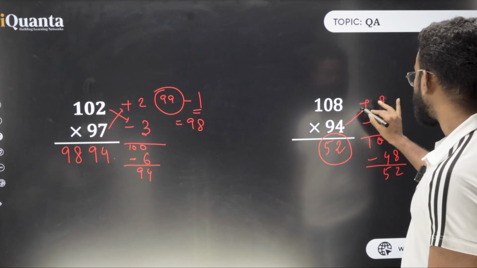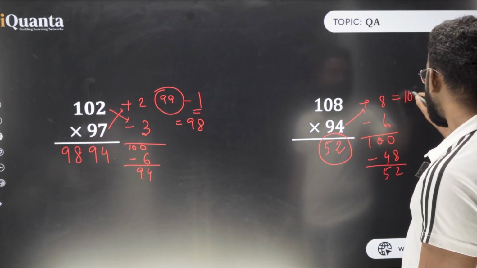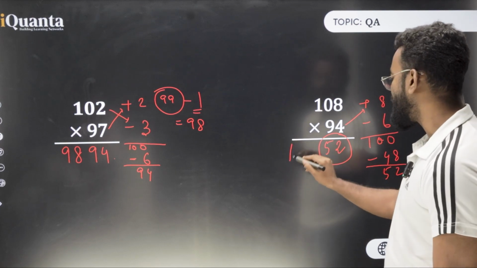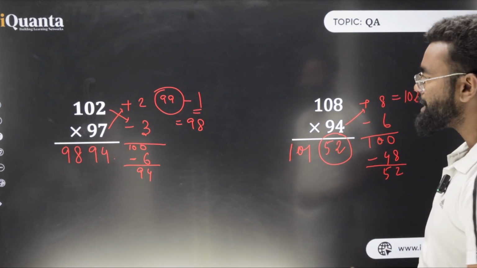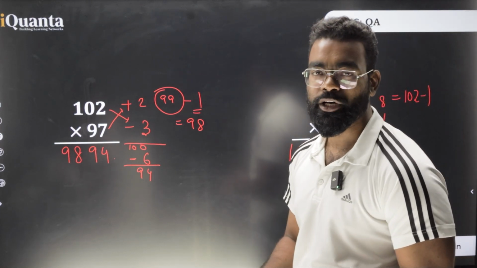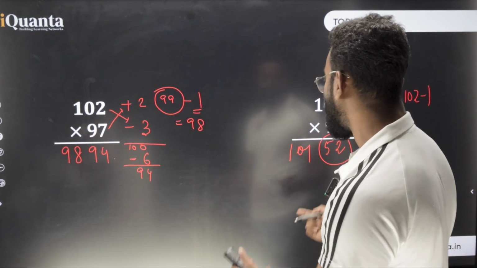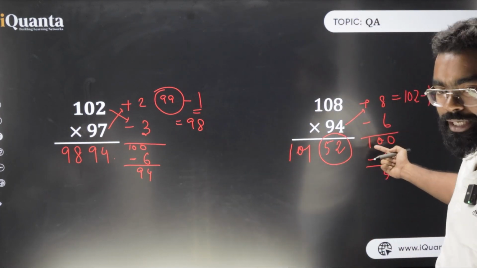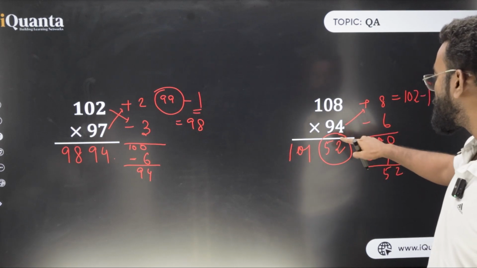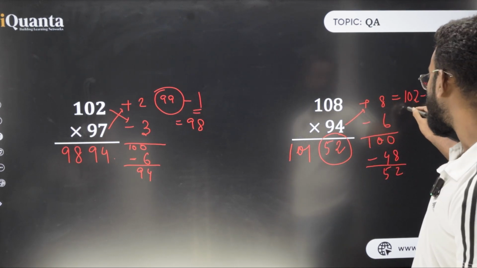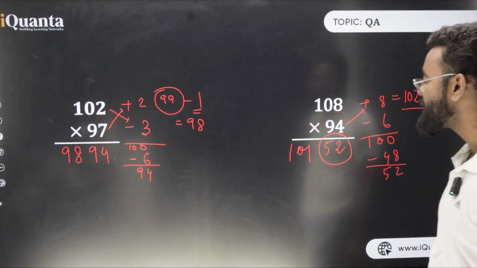Next is 94 plus 8. How much is it? 102. And we need to subtract 1 from here. So 102 minus 1 is 101. So write down 101. So in the case when one number is more than 100 and one is less than 100, you need to understand what we are doing. First, we get a negative number, and we subtract it from 100, that is one step. The second step, do the cross thing and also subtract 1 from that. So 102 minus 1 is 101, so your answer is 10152.